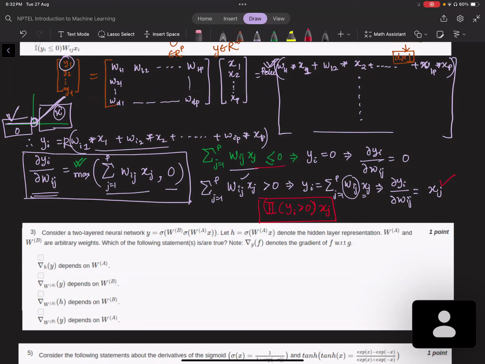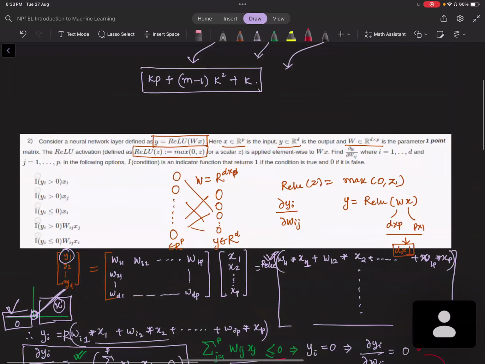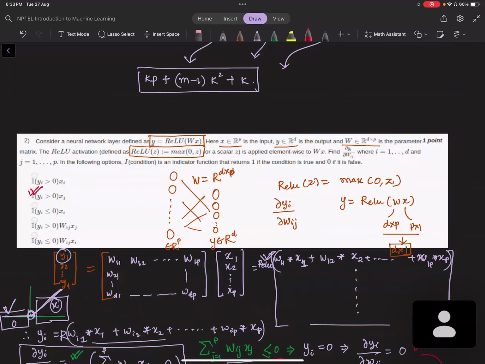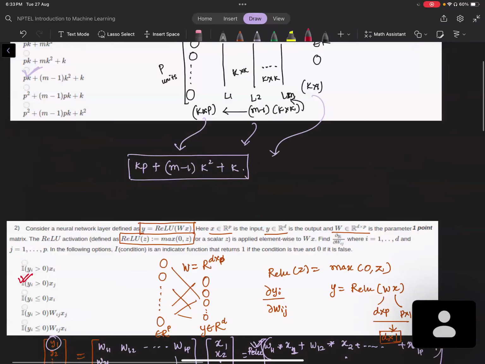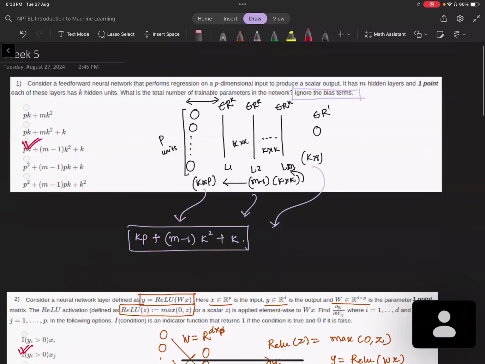If it is false, the value of this would be 0, and x times 0 equals 0. So combining these two terms and writing it in one expression is like this: I of y_i greater than 0, times x. So that will give us option B as the correct answer. Here, option C is the correct answer.